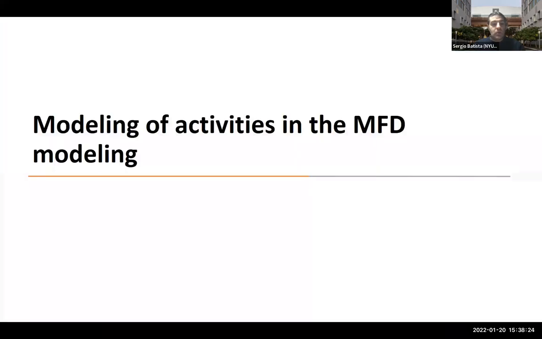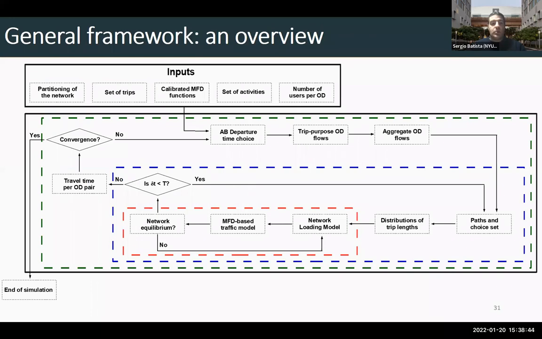Now that we have our framework to model departure time and activities and also path choices in terms of our regional network, how do we couple everything together in our MFD modeling? This is just a general overview of how everything is coupled together. We start from our inputs. We assume that the definition of the network partitioning is given. We also need to know a set of trips in the network to gather the paths and their travel distances in our regional network.